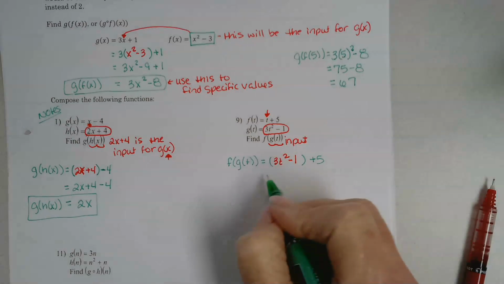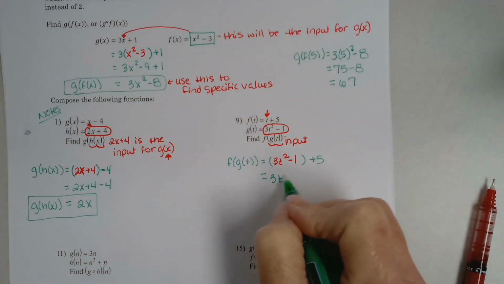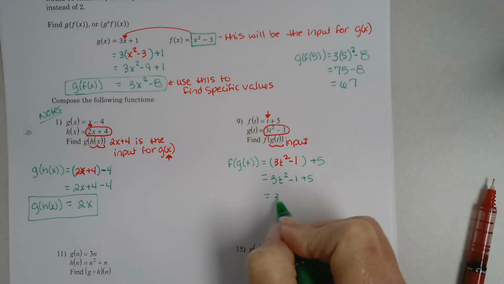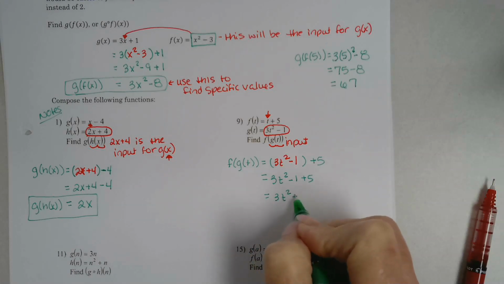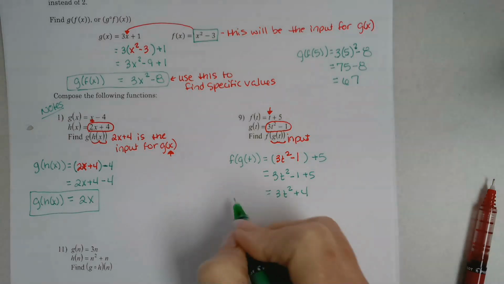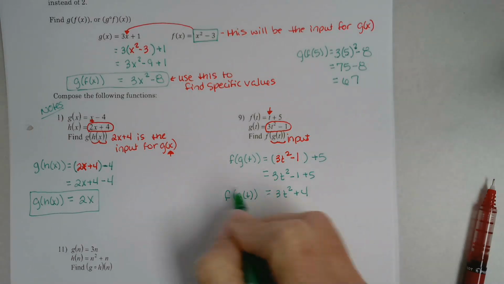Finish solving this. Simplifying, 3t squared minus 1 plus 5 will give us 3t squared plus 4. And this is your composition, f of g of t.